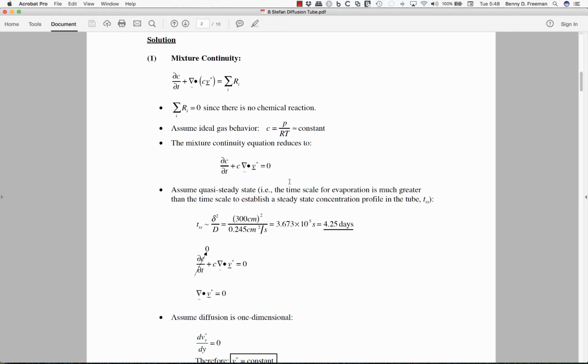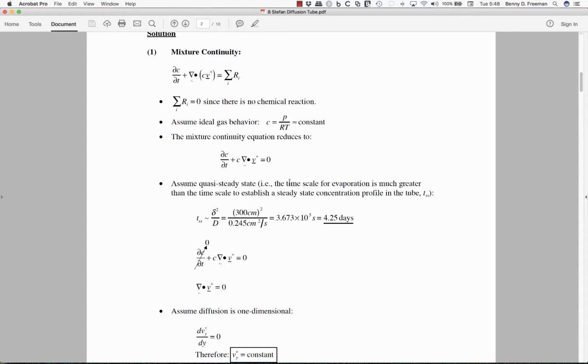As we did when we solved the Stefan diffusion tube problem earlier, we're going to assume quasi-steady state, or pseudo-steady state. That means that the time scale for the evaporation, that is, to reduce the liquid level in the tube, is much greater than the time scale to establish a steady state concentration profile of the components in the gas phase.